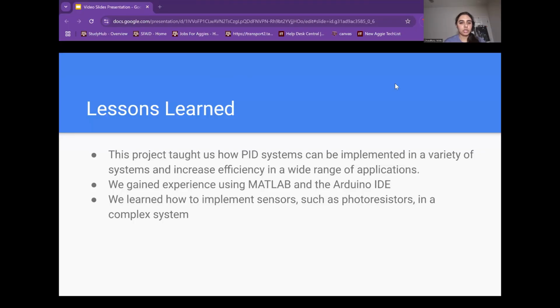In this project, we learned how to use PID systems in a wide variety of systems and increase efficiency using PID in a wide range of applications. We also gained experience using MATLAB and the Arduino IDE, and we learned how to implement sensors such as photoresistors in complex systems.